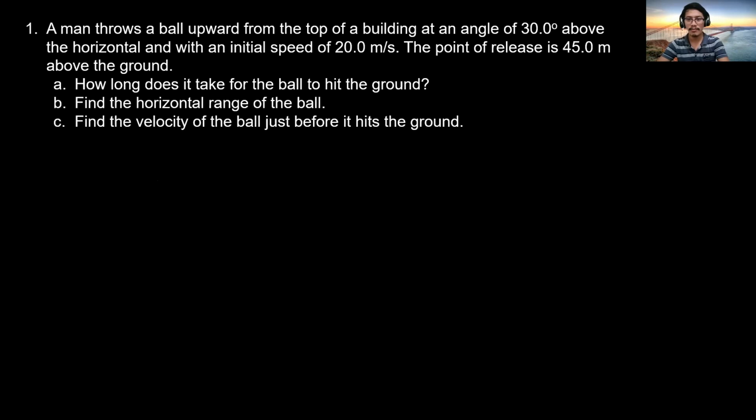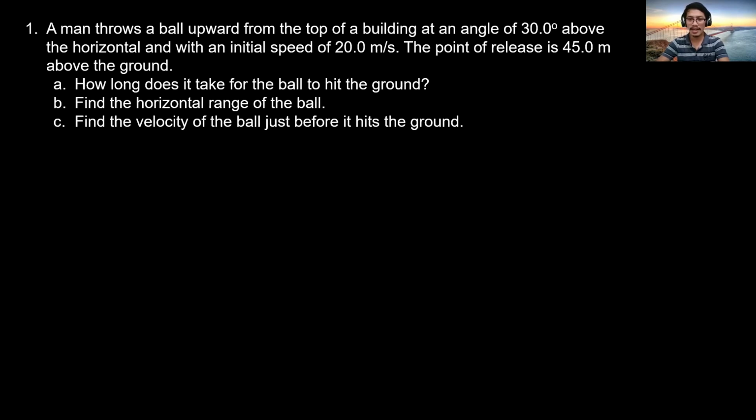A man throws a ball upward from the top of a building at an angle of 30.0 degrees above the horizontal and with an initial speed of 20.0 meters per second. The point of release is 45.0 meters above the ground. Letter A, how long does it take for the ball to hit the ground? Letter B, find the horizontal range of the ball. And letter C, find the velocity of the ball just before it hits the ground.